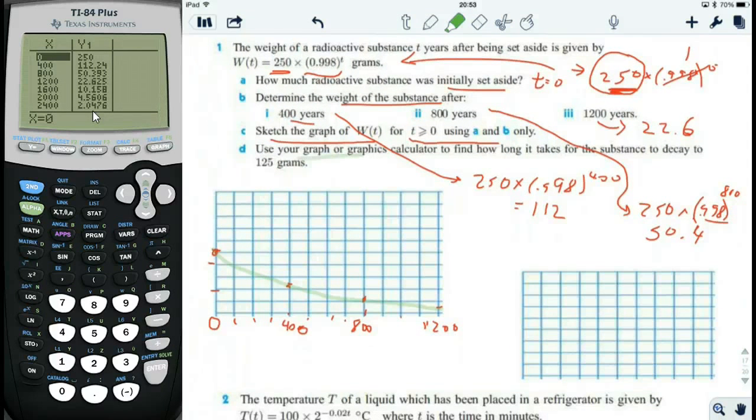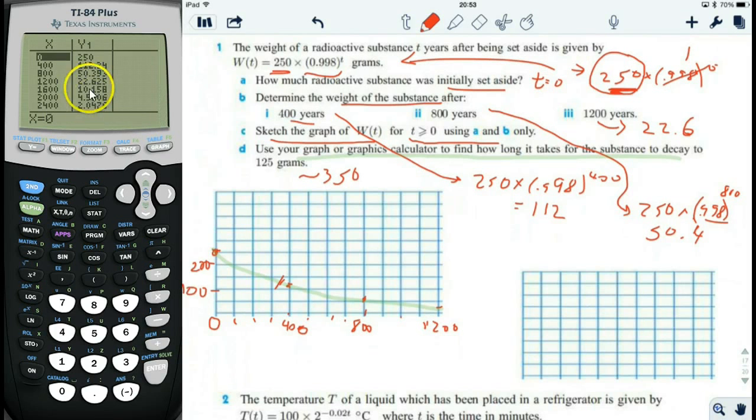Use your graph or graphing calculator to find out how long it takes for the substance to decay to 125 grams. Well, we can kind of estimate that by looking here. This is 100 here, right? This is 200. So 125 is around here, right? Maybe about there. That would be about, I don't know, 350 or something. So from the graph, you might estimate 350.